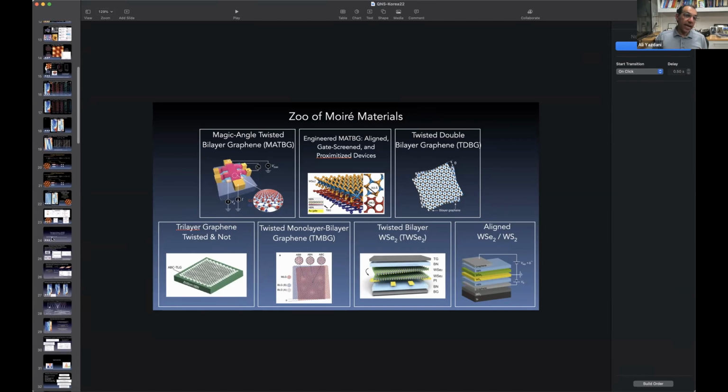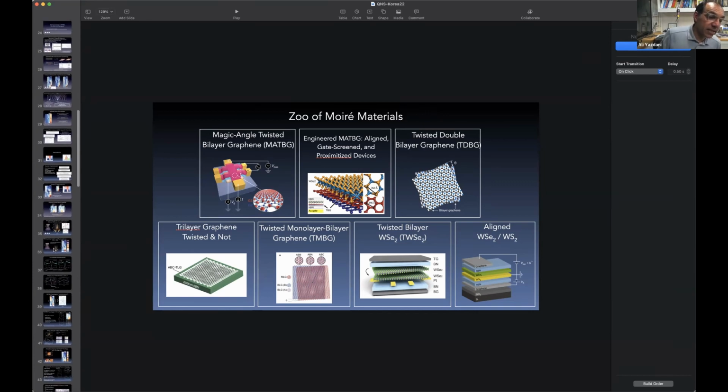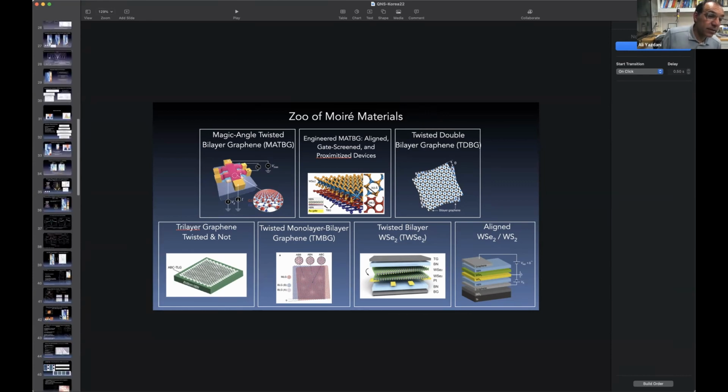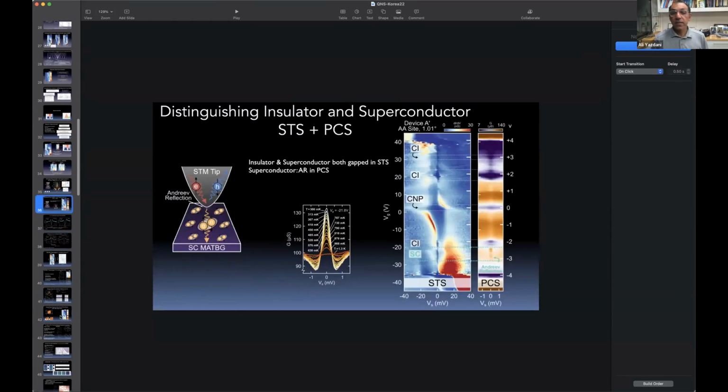And if you look at our data, let me bring up our data. We have now many samples. We have seen superconductivity consistently between -2 and -3, and sometimes, I don't have the data here, sometimes between 2 and 3, but not always.